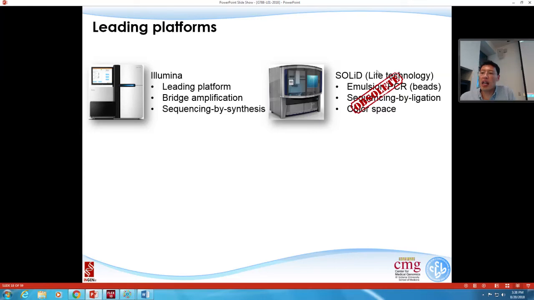The second technology is called SOLiD, and at this point it's already obsolete. I think 2 years ago in our Center for Medical Genomics, we had two SOLiD instruments, and we repaired them as soon as we could. We were probably one of the last institutions that retired those technologies. They generated absolutely amazing data sets, but they just cannot compete with Illumina.